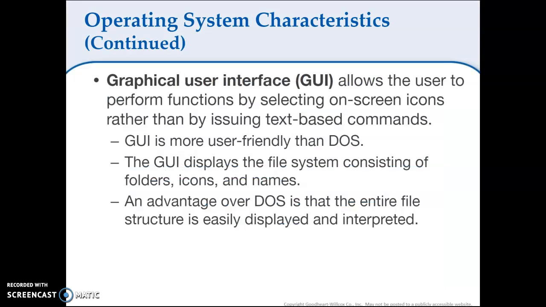Now, the graphical user interface, which is what most of us are probably most familiar with, also known as GUI, allows the user to perform functions by selecting on-screen icons rather than by issuing text commands. GUI is obviously more user-friendly than DOS. The GUI displays the file system consisting of folders, icons, and names. Obviously a more graphical, picture-oriented type of display. An advantage over DOS is that the entire file structure is easily displayed and interpreted.